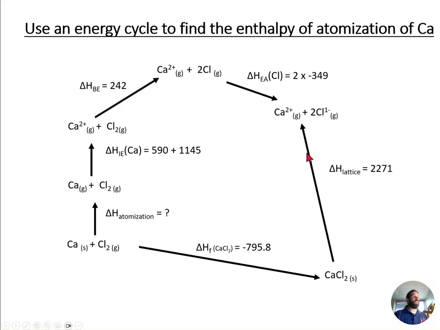All right, so take a moment and see if you can solve here for the enthalpy of atomization. The cycle's already made and the values are already in. You just have to calculate the value of that arrow. Start at the back, go to the beginning, pause the video, get it done, and you'll see how easy this is.